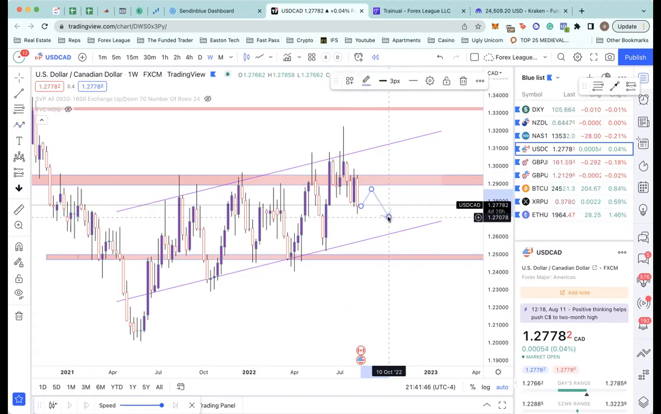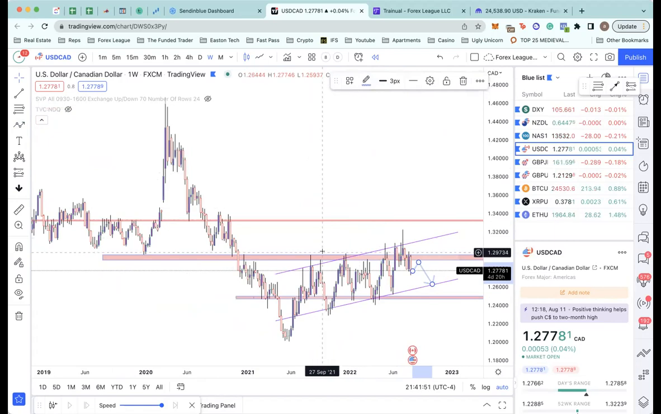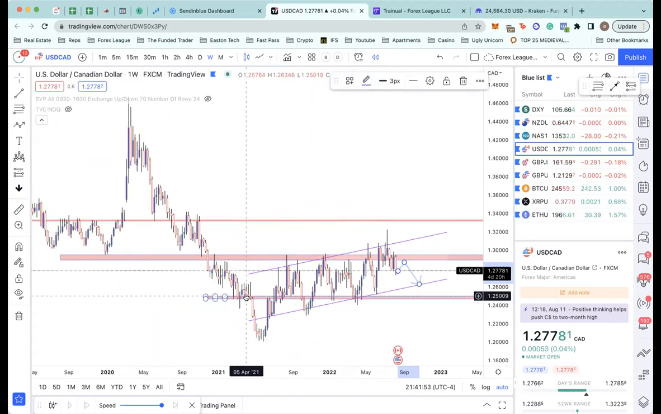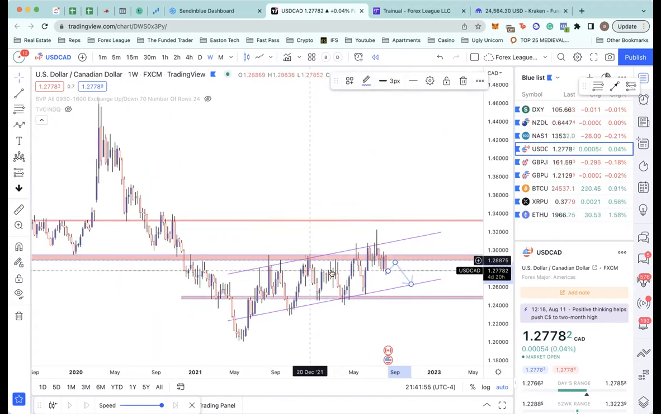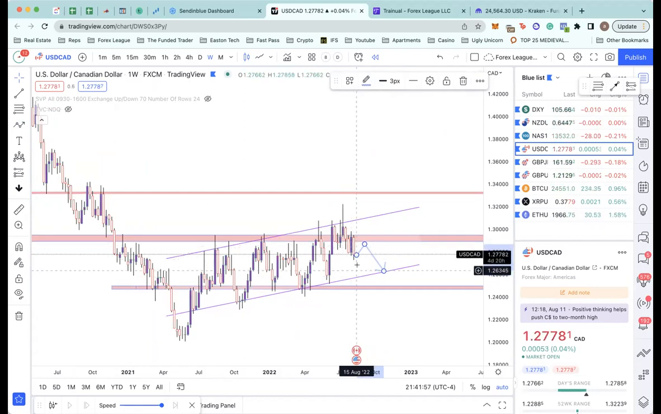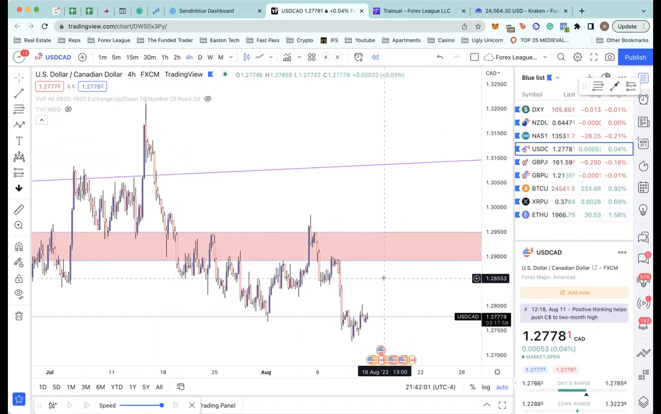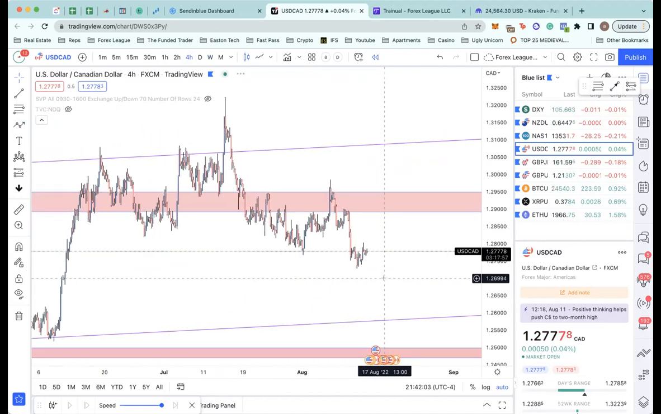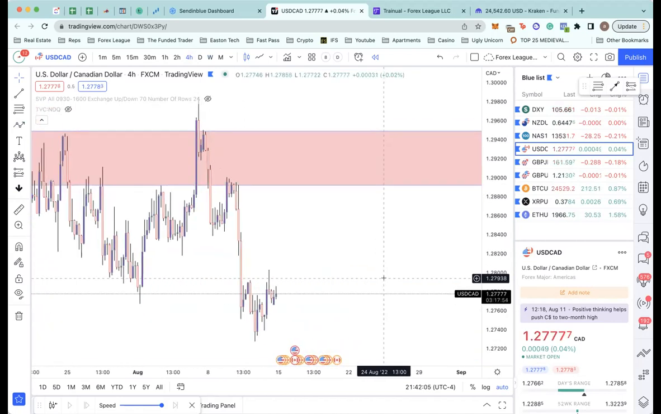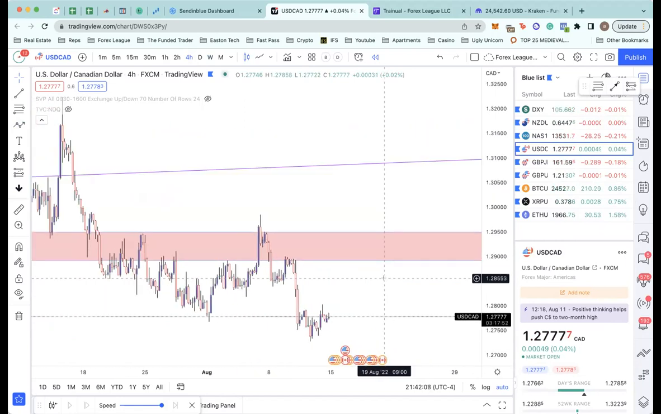But overall, I'm thinking at this point, we rejected the red zone. This is our key level that we have drawn based on price testing it multiple times. And we just had an engulfing off of that level. So it's very likely we're now going to push to the downside. I mean, if we look on the 4-hour, it's kind of clear that this has broken into a downtrend.